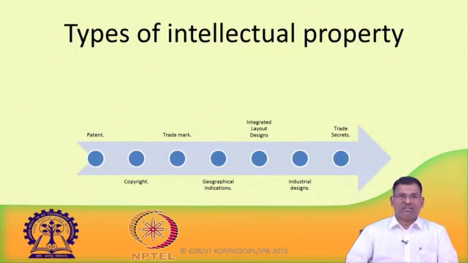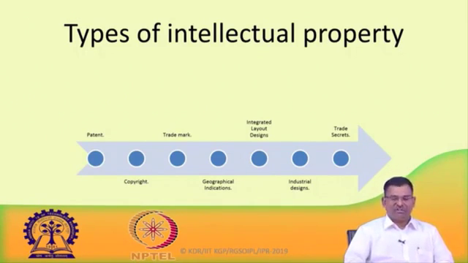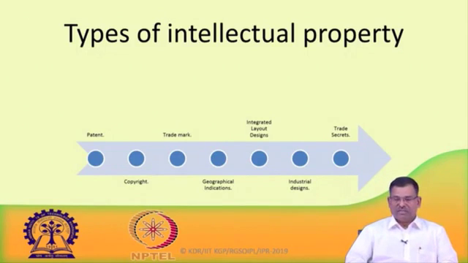When you look into the different types of intellectual property, which I have already explained to you, under the TRIPS agreement there are 7 categories of intellectual property mentioned, starting with patents, then copyright, trademark, geographical indications, then integrated circuit layout designs, industrial designs, and finally, trade secrets or undisclosed information.